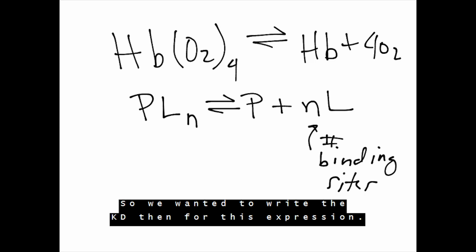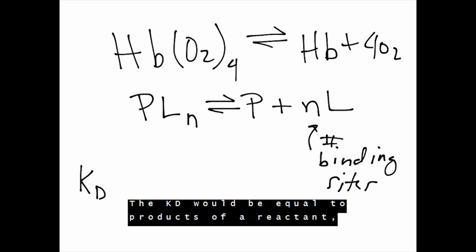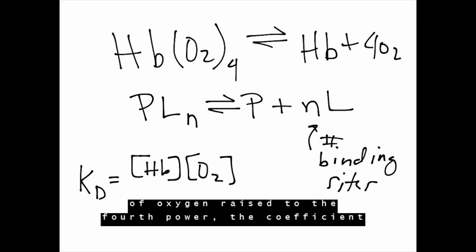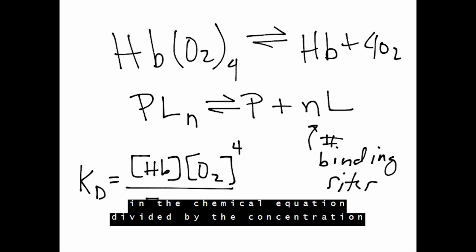So if we wanted to write the KD then for this expression, the KD would be equal to products over reactants: the concentration of hemoglobin, times the concentration of oxygen raised to the 4th power, the coefficient in the chemical equation, divided by the concentration of the complex, which is the reactant side of the equation.